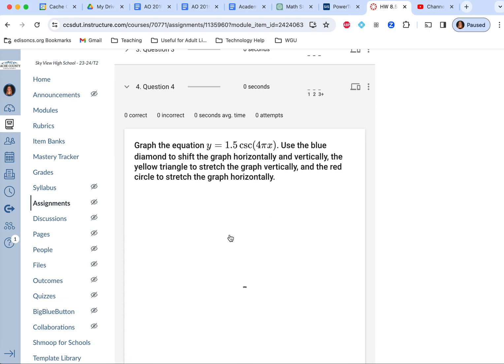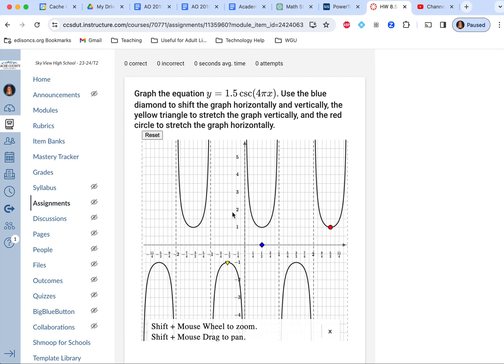Okay, now we have a cosecant graph, and these ones are a little harder, like cotangent with the asymptotes. The difference with cosecant is you have an asymptote at the very beginning of the y-axis, you have one right smack in the middle, and then you have one at the end. So there's actually a total of 3 asymptotes for one complete cycle or period.